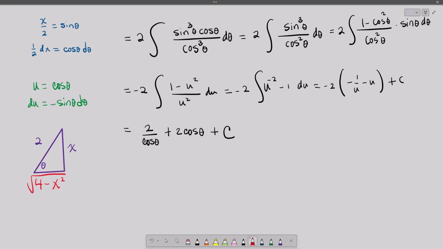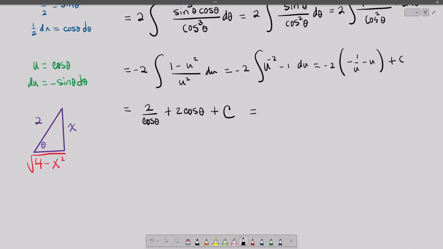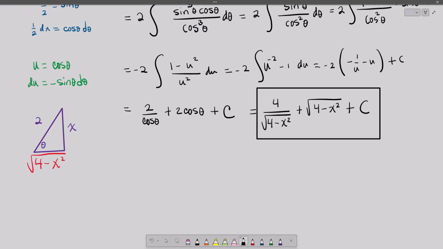And then when we look at that triangle, what we see here is that cosine is the square root expression divided by 2. So when we go to change it back, here we have 1 over cosine, which is secant, so we could do 2 over that. So we're going to get 4 over that square root expression, plus 2 times cosine. Cosine is the square root over 2, so that will give us just the square root expression, plus c. So there is our antiderivative, when all is said and done.